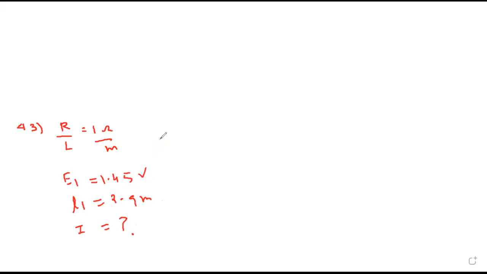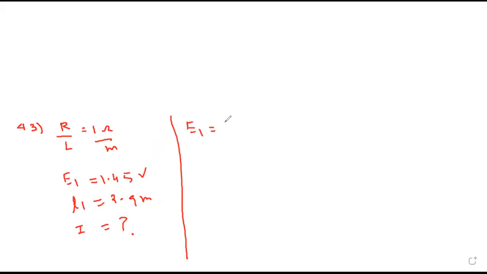The resistance per unit length. R means resistance upon length is called per unit length is 1 ohm per meter. A Leclanche cell of 1.45 volt is balanced, नाम दिया है तो मैं इसको E1 बोलूंगा. Against length 2.9 meter. Current through the wire is how much?